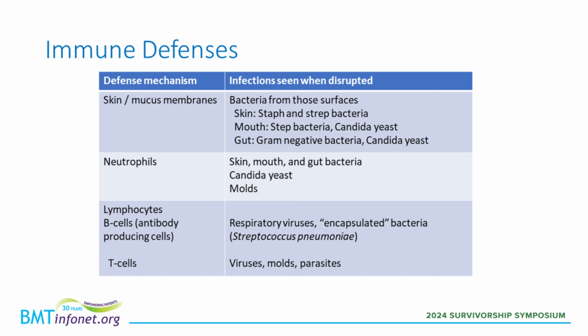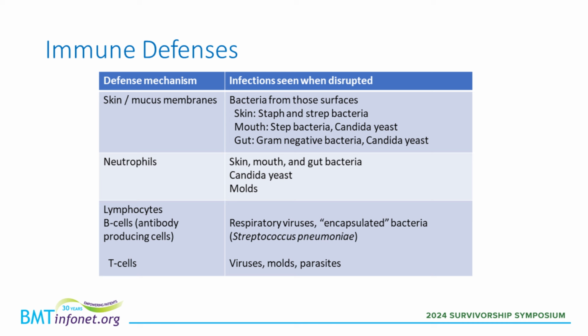When we have a disruption of the skin, we tend to see infections due to staph and strep bacteria. When we have disruptions of the mucous membranes of the mouth, we see infections due to strep bacteria and candida yeast. And when we have disruption of the mucous membranes in our intestines or gut, we see infections due to gram-negative bacteria as well as the candida yeast again.